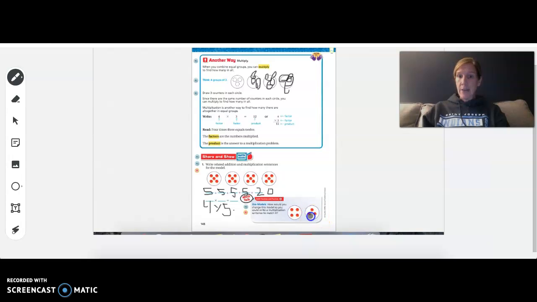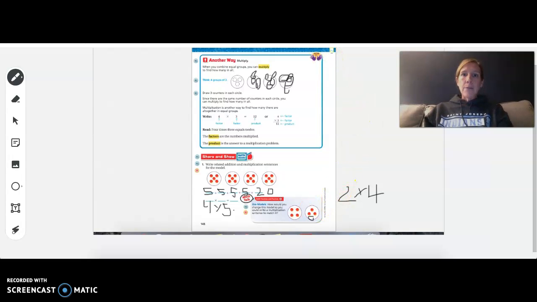You could add a counter. So now I have 2 sets of 4, so 2 times 4, right? Or if I didn't want to add a counter, I could delete a counter, get rid of that counter. If I got rid of one of those, then it would be 2 sets of 3, right? So either way could work.